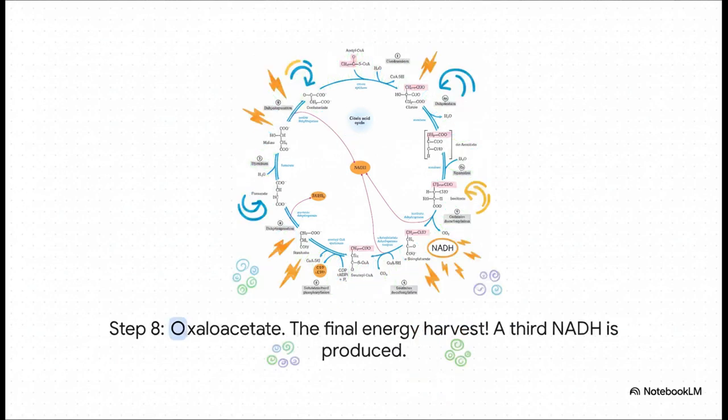And finally, the last word, oxaloacetate. We have officially come full circle. Malate is oxidized, and in this one final energy harvesting step, we generate our third and final NADH. And what are we left with? The exact molecule we started with way back in step 1, oxaloacetate. It's now ready and waiting to grab the next acetyl-CoA and do the whole dance all over again.